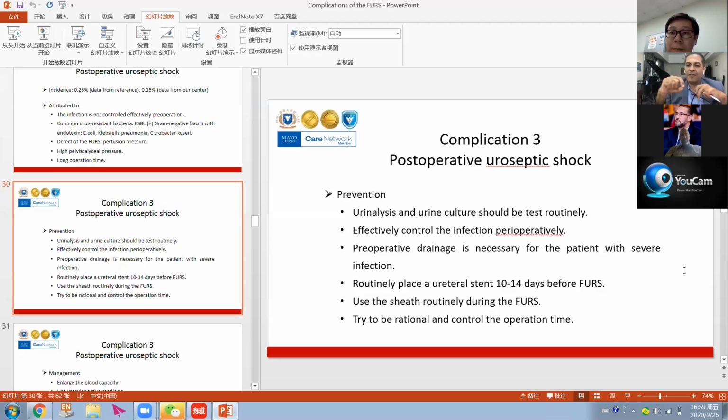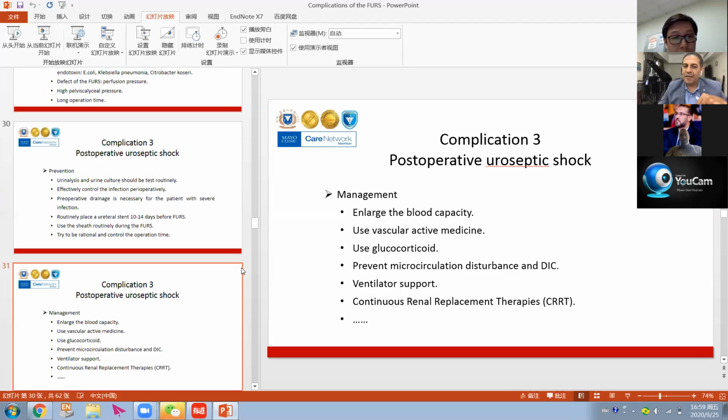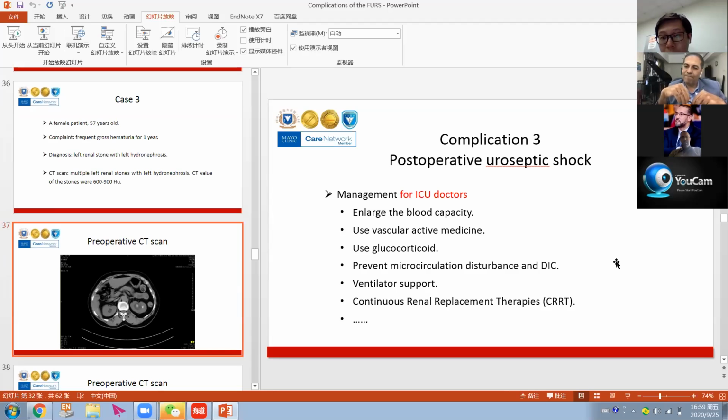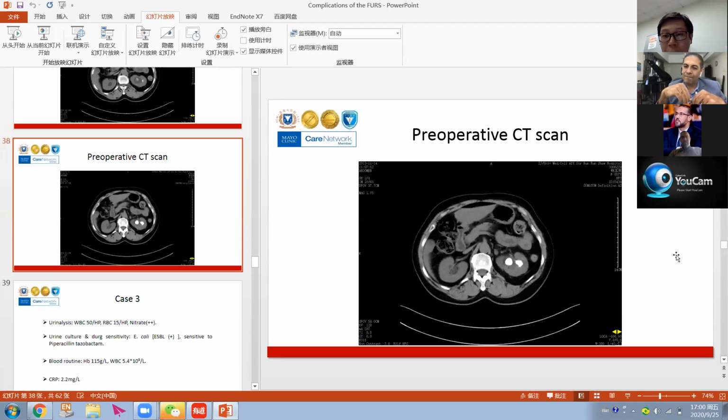Dr. Wang, let me make a small comment here. Let's be fair and not biased against retrograde intrarenal surgery. In one of your cases, you showed a large stone and multiple stones in the pelvis, in the case which went into sepsis. Can you show us the CT scan? Go down. Let me ask, what is the size of this stone? I think it's 1.5 centimeters for this part of the stone. And the other one? I think it's similar.